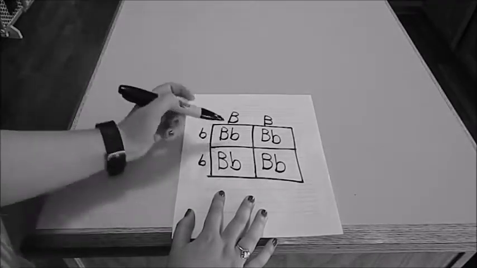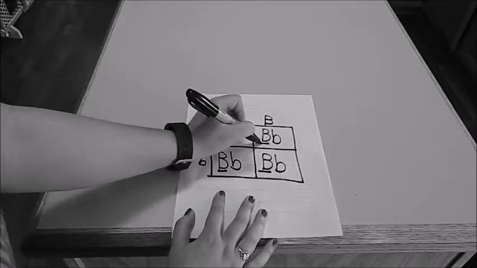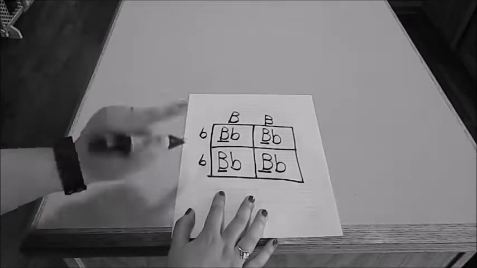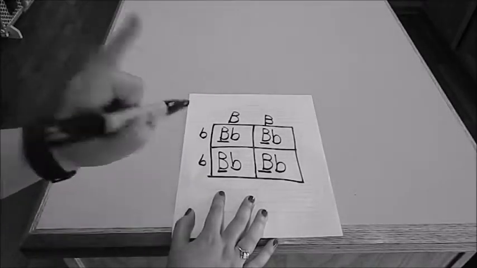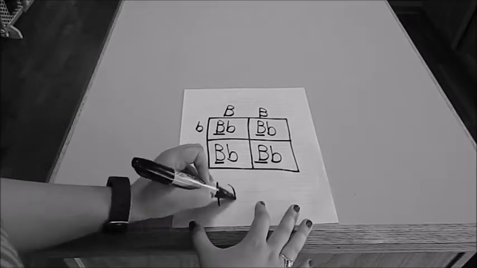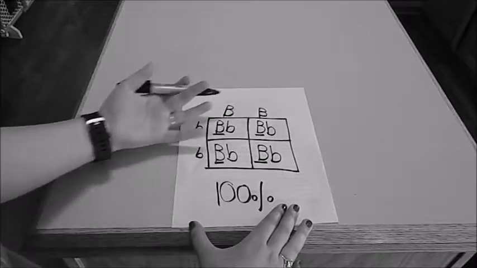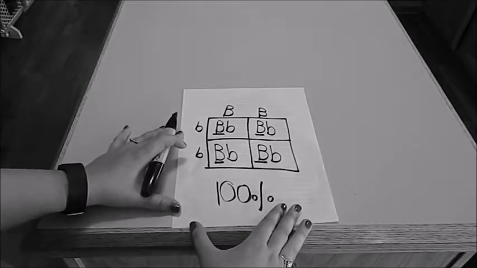Now we can see that each part has a dominant trait. And as we talked about before, you only need the one allele to be dominant in order for it to show up. So there is a 100% chance that this offspring would have brown eyes.